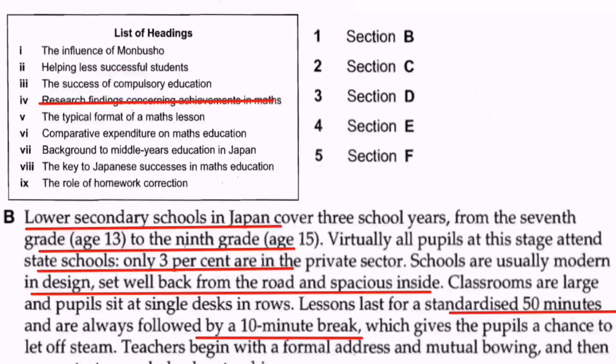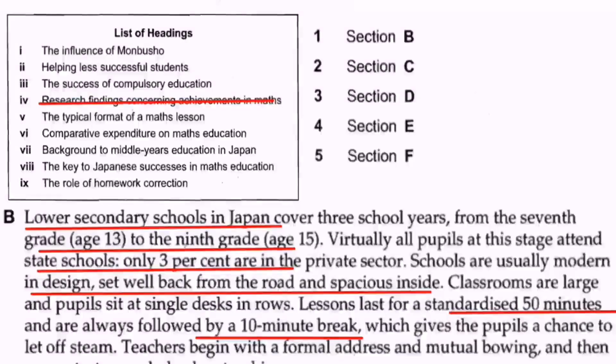So after reading the first paragraph of section B, we came to the conclusion that section B is about how the education is given to the lower secondary schools in Japan. The age of pupils is between 13 to 15 years. We also have read that most of the students read in government schools and only 3% join the private schools. We have read that schools are spacious, modern and are built away from the roads, and then we have read that each lesson lasts for 50 minutes and then 10 minutes break is also given. So this section B is about the background of lower secondary school education in Japan.